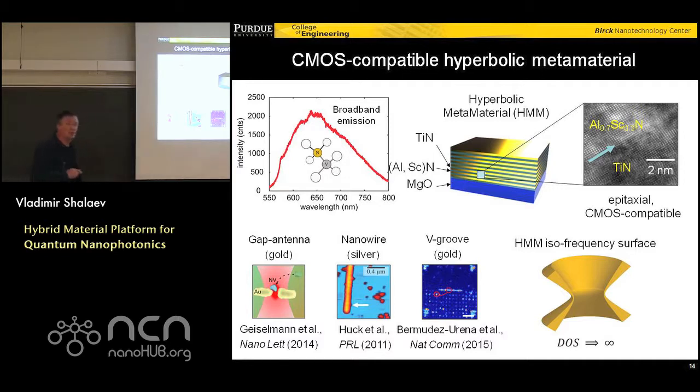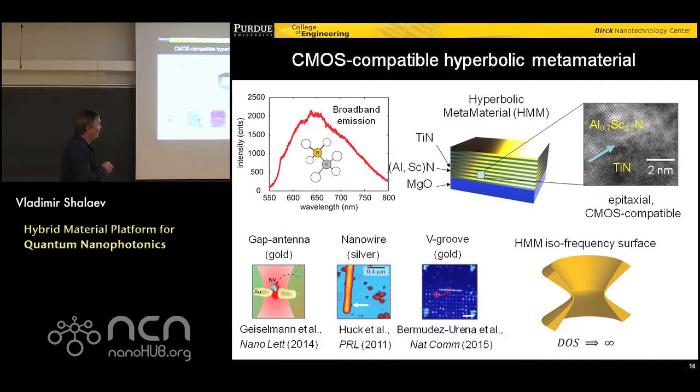And there is one which is kind of unorthodox. It's different in terms of idea. The idea comes from work done by Zubin Jacob and Evgeny Narimanov, two of my colleagues. They are both professors now here. They actually suggested using so-called hyperbolic metamaterials to increase photonic density of states. That's a fundamentally different approach, and I would say quite a smart one. I'll explain in a moment what exactly hyperbolic means.